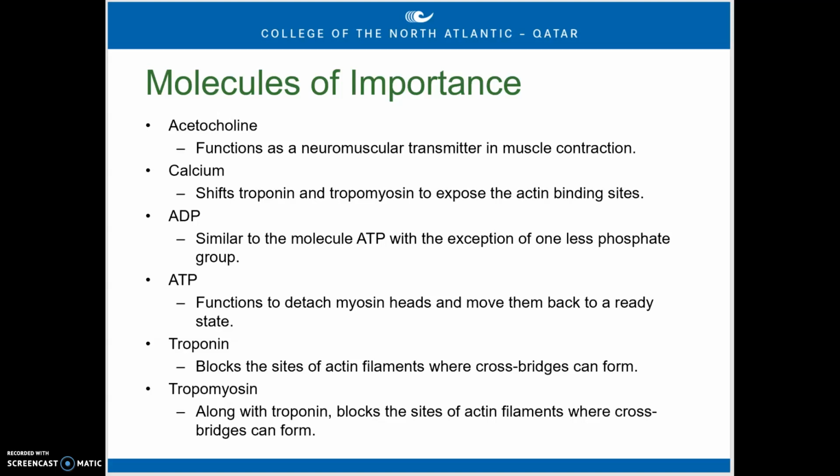We have two more molecules down towards the bottom, troponin and tropomyosin. Now these are going to be molecules that block the active sites, the sites where actin filaments can form cross bridges. Okay, so tropomyosin and troponin have the same function, so they'll block the binding sites on the actin fiber where cross bridges can form with the myosin protein.